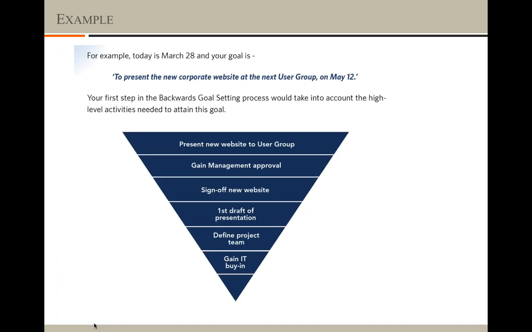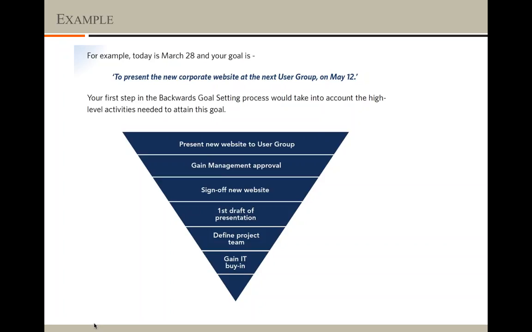Now this is one of the examples of goals. The goal is to present the new corporate website to the user group on May 12th. So there is a new corporate website that needs to be created and it has to be ready by 12th May. That's the goal for the organization. In the backward goal setting process, this goal needs to be broken down into what level of activities would be needed to achieve this bigger objective. The objective is to present the new website to the user group, but then what do we need to do to achieve this overall objective?